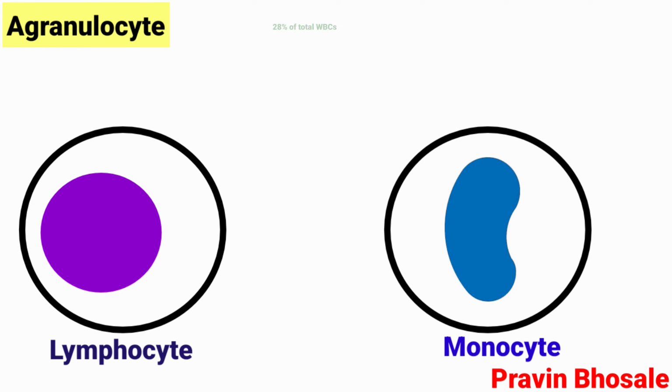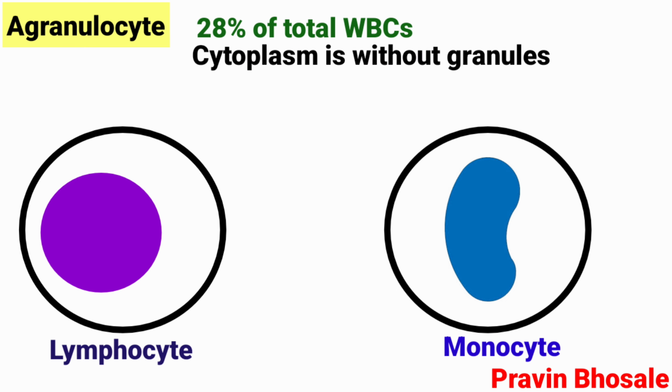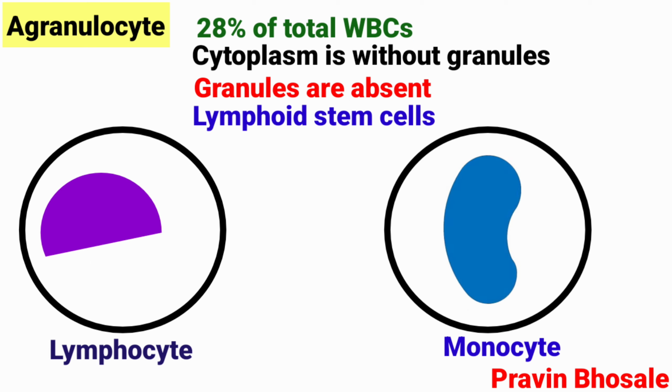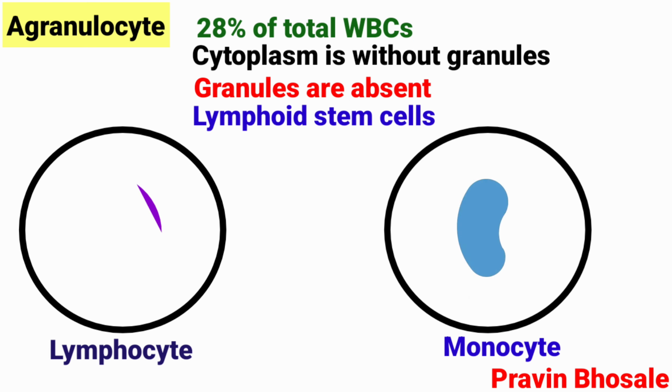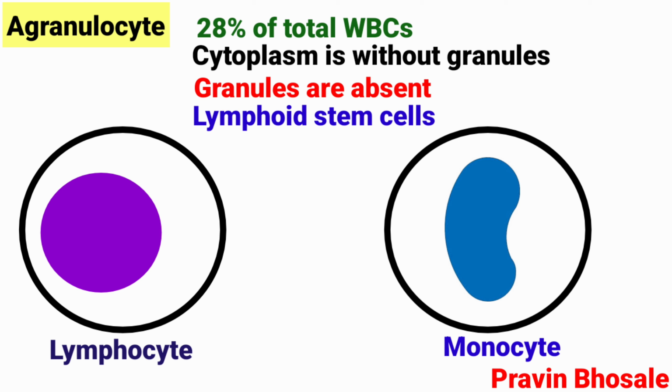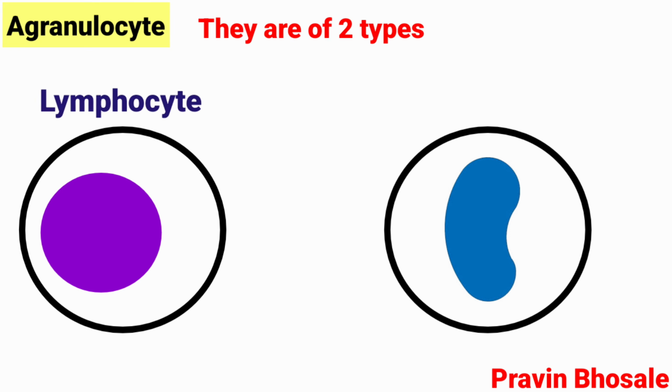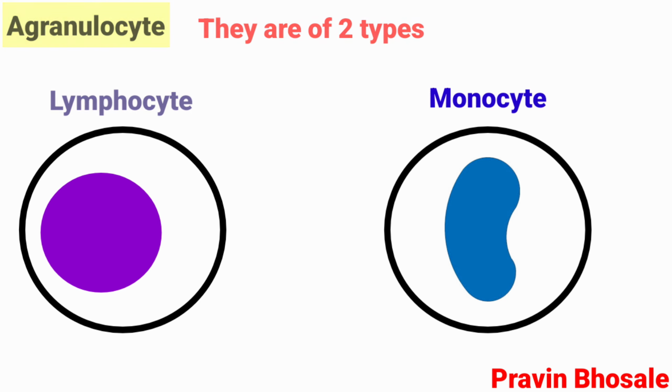Agranulocyte. They are about 28% of total WBCs. Cytoplasm of this leukocyte is without granule. Means in agranulocyte, granules are absent. They are formed from lymphoid stem cells and can divide by mitosis. Nuclei of agranulocyte are large in size but are not lobulated like granulocyte. They are of two types, lymphocyte and monocyte.